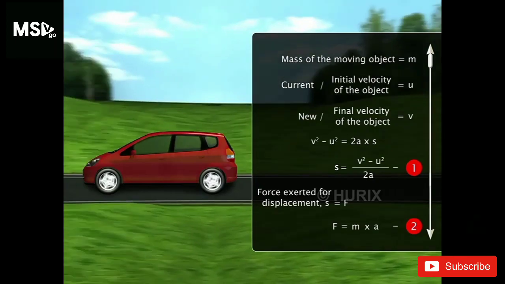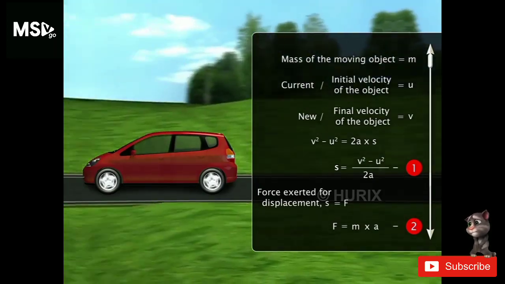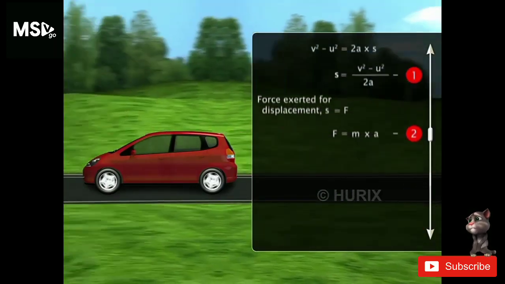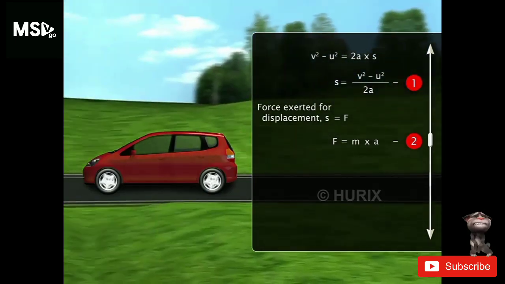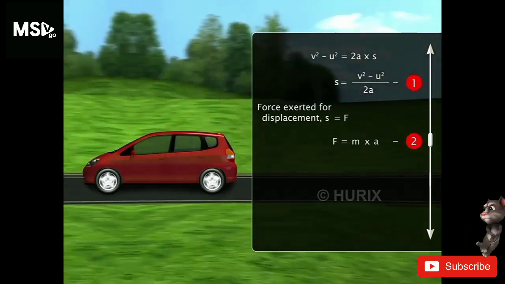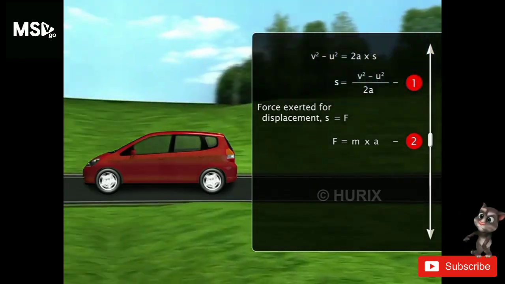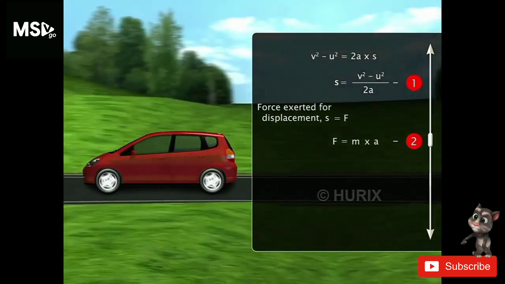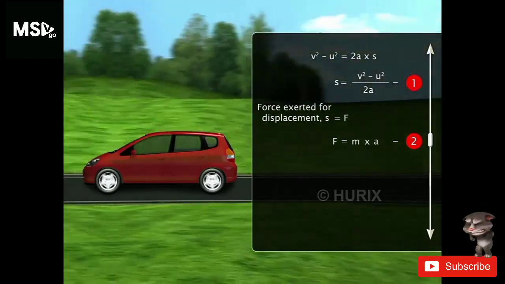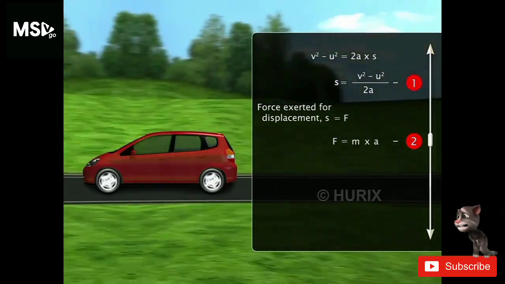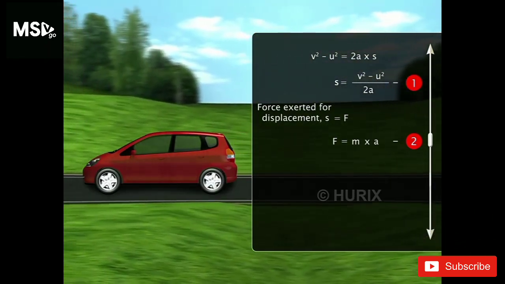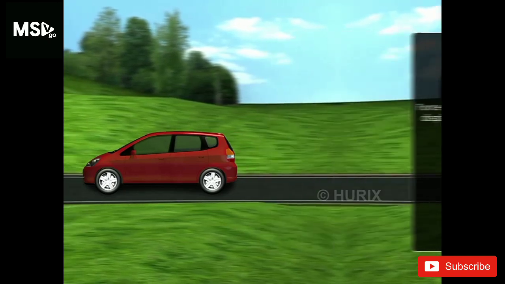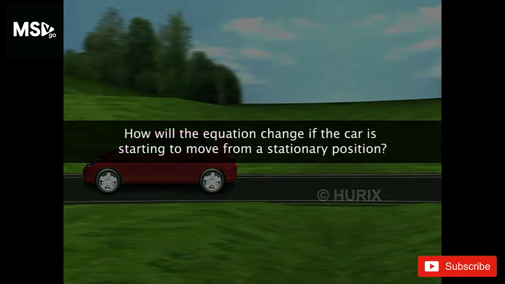Now, we have learnt that the moving car has a capacity to do work. Work done by the car to produce displacement s by force F is W equals F into s, which is also the kinetic energy possessed by the car. Now, let us use equations 1 and 2 and replace the variables in the equation for the increase in kinetic energy. How will the equation change if the car is starting to move from a stationary position?